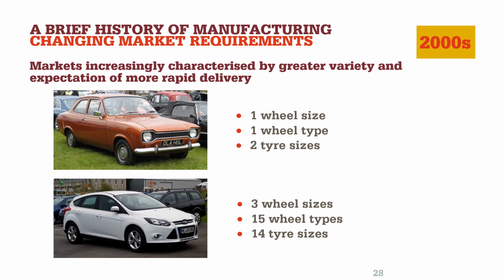To take one simple example, let's have a look at a product from my former industry. When the first Ford Escort was introduced in the 1960s, you could only have one wheel size, one wheel type, pressed steel, and 2 different tyre sizes depending on whether you picked the more or least powerful engine. By the time the 3rd generation Ford Focus came along, you could get 3 different wheel sizes, 15 different wheel types with various varieties and styles of alloy wheel, which needed between them 14 different tyre sizes. And that's just one example of one type.